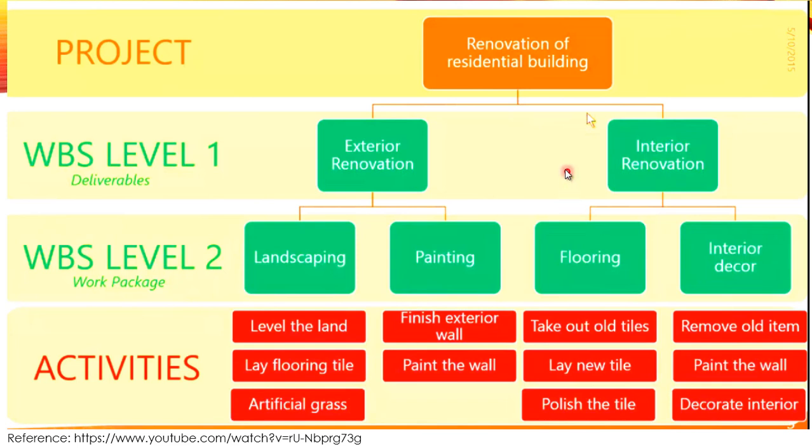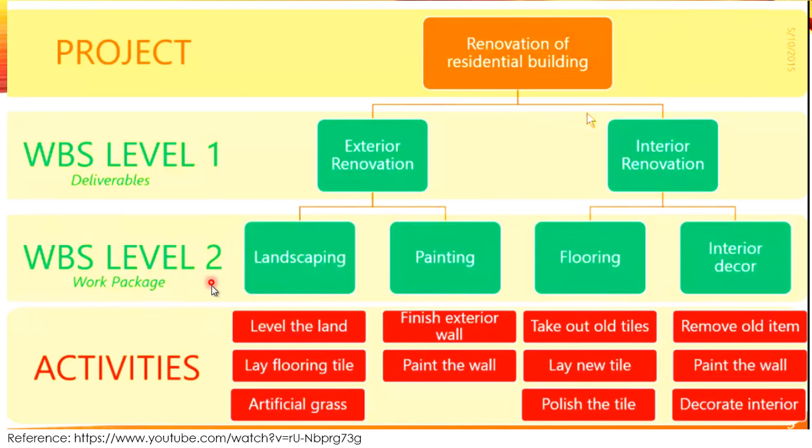Here is another example of WBS. For example, here is a renovation of a residential building. Exterior renovation and interior renovation, that is the WBS level 1. Now we are further breaking down this WBS level into smaller parts: landscaping and painting, and flooring and interior decorator, that is coming in the interior renovation.